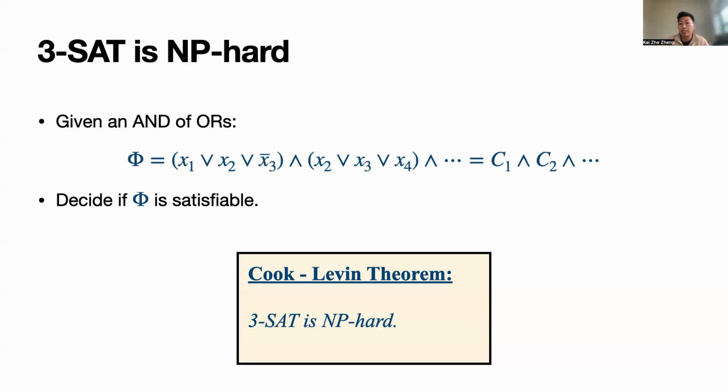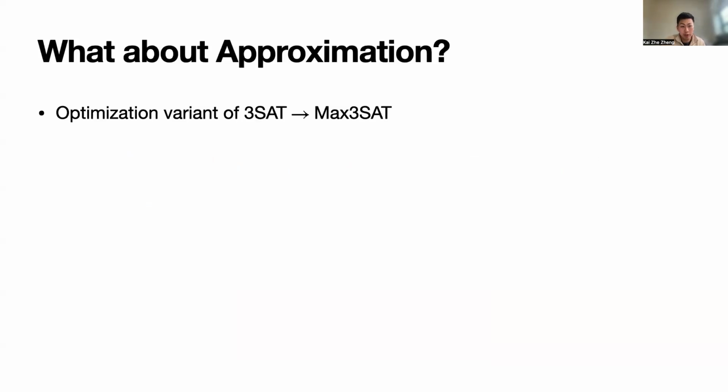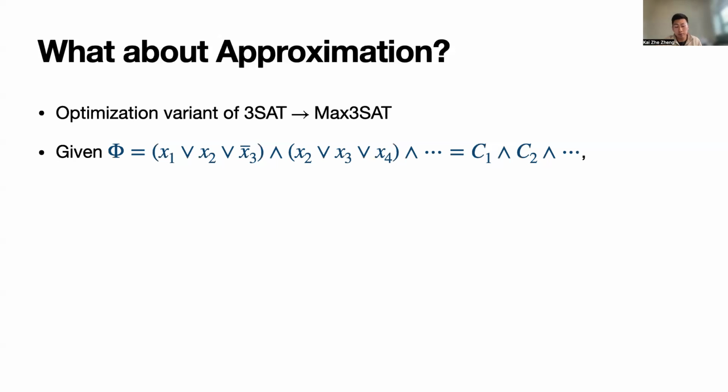But what happens if we're interested in a different type of problem? For example, an approximation problem. For approximation, there's another way to view 3-SAT, and it's this optimization variant, which is called Max 3-SAT. In this problem, you're given a Boolean formula phi just as before, but now the goal is to satisfy as many of the clauses Ci as possible. So instead of deciding its satisfiability, we want to find out how many clauses we can satisfy at once.